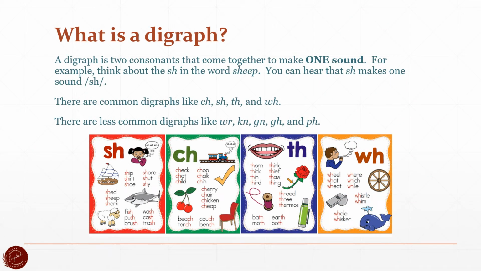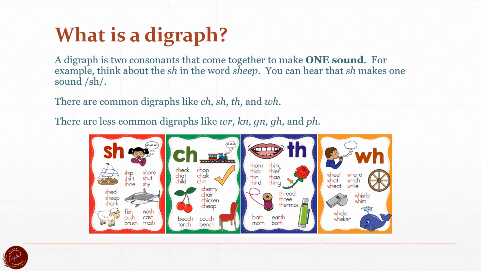So what is a digraph and how does it differ from a consonant blend? Earlier I mentioned that a consonant blend is when two consonants get together and the sound that they make is a combination of two distinct consonant sounds kind of squished together, but they each keep their own individual sound. A digraph is when those two consonant sounds actually produce one sound. For example, the SH in the word sheep actually produces one sound, sh.